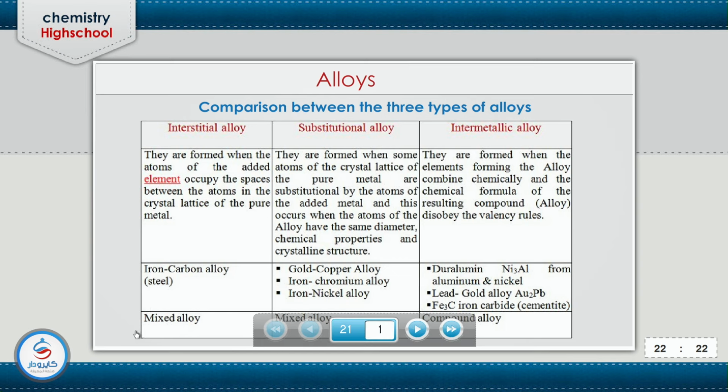Interstitial alloy is a mixed alloy, and substitutional alloy is a mixed alloy. Intermetallic alloy is a compound alloy.